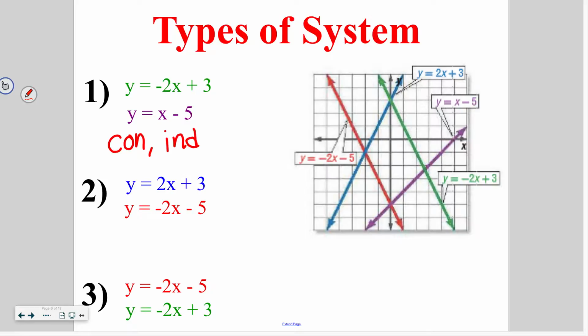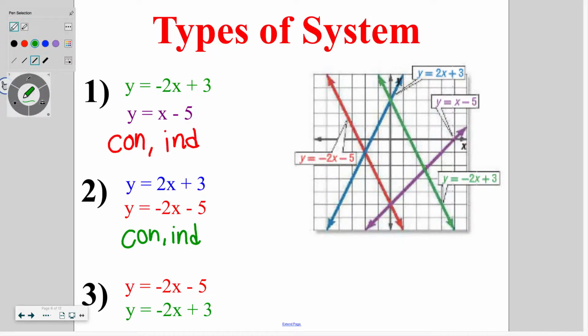Go ahead and try number 2 and number 3 on your own, identifying the types of systems. Number 2 looks at the red line and the blue line, which touch exactly once. So that is going to be, again, consistent and independent. And then the last one asks us to look at the red line and the green line, and those 2 do not touch, so that is an example of an inconsistent system. Again, yes, you may abbreviate for those.